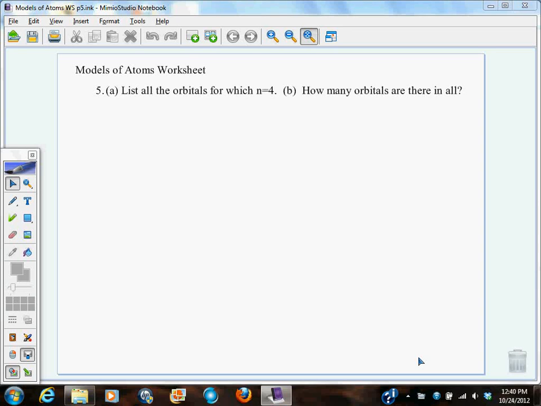We need to list all the orbitals for which n equals 4, and then tell how many orbitals there are in total. In the first case, when we have n equal to 4, we know in the fourth energy level, this is the energy level, we can actually have S, P, D, and F sublevels, right? These are your sublevels, L.